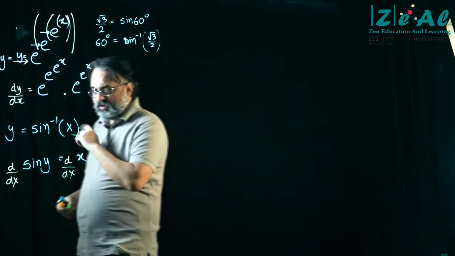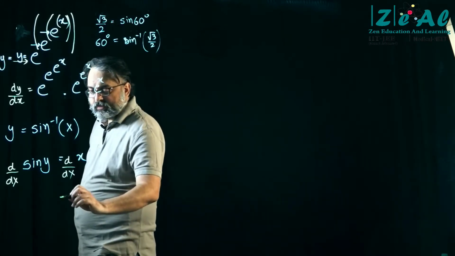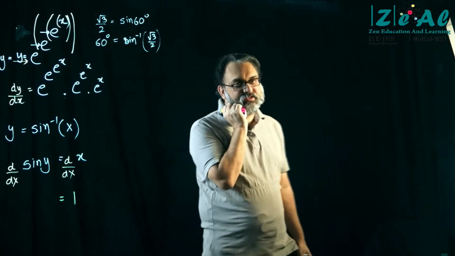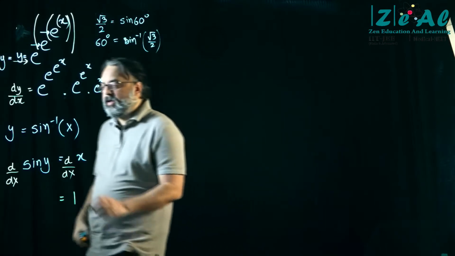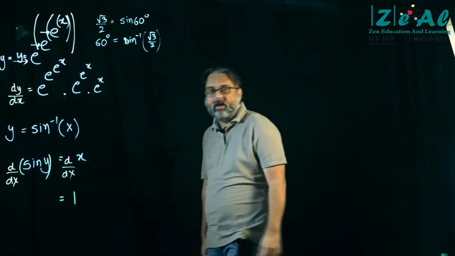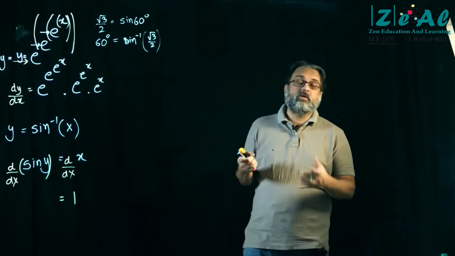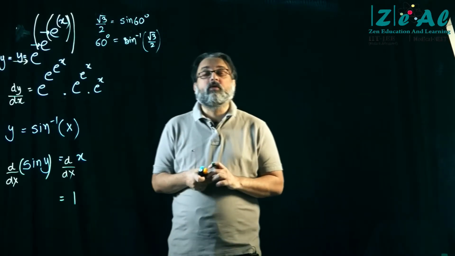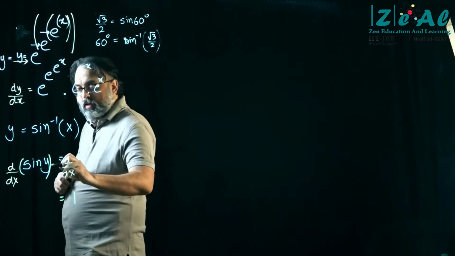So let's see what happens here. d by dx of x will simply become 1. That's easy. But d by dx of sine y I cannot find. It is not possible for me to find d by dx of sine y. If it was d by dy of sine y, then it would have been possible. But d by dx of sine y, it is not possible for me to find. Therefore, what should I do? Remember the chain rule.